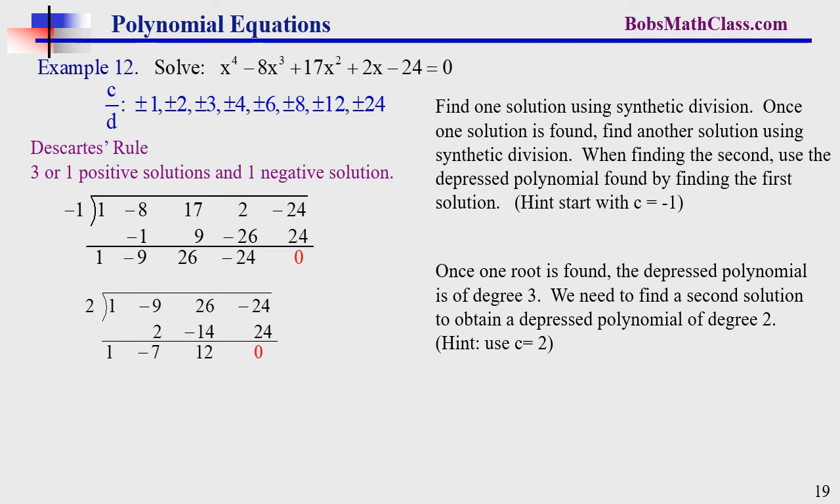Okay, so now we got the 1x squared minus 7x plus 12. Does that factor? Yeah, it factors. X minus 3 times x minus 4, and then there's 2 answers there. So now let's list all answers. We have 3, 4, and don't forget the -1 and 2.